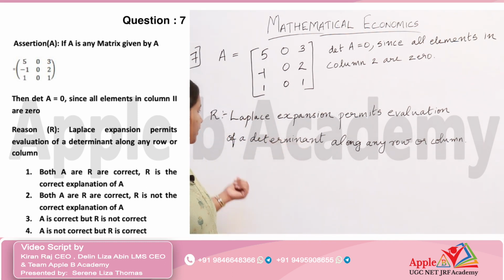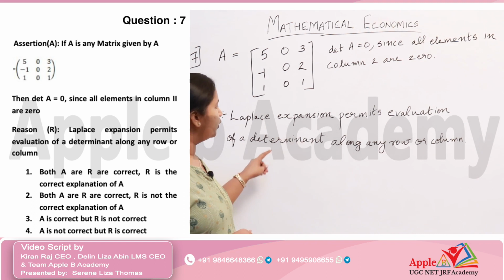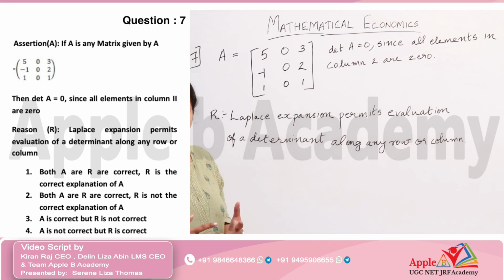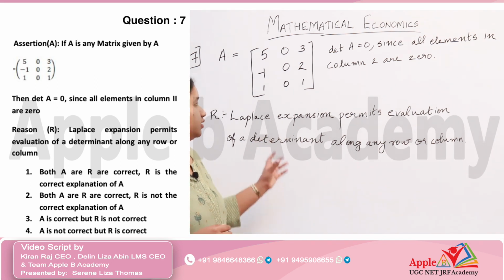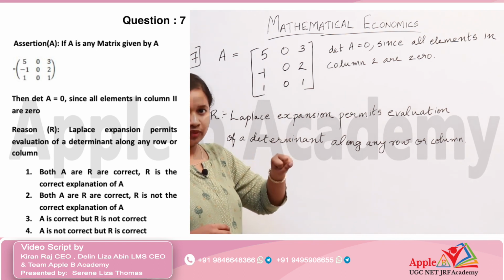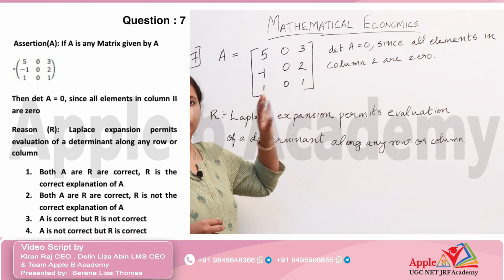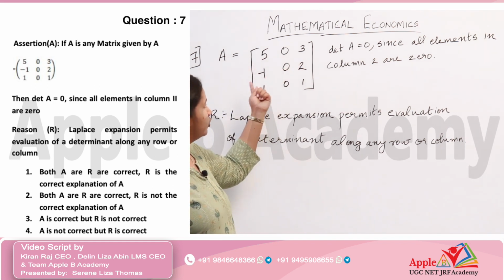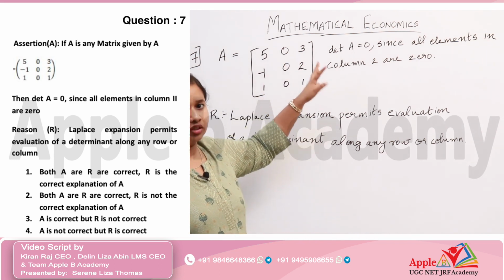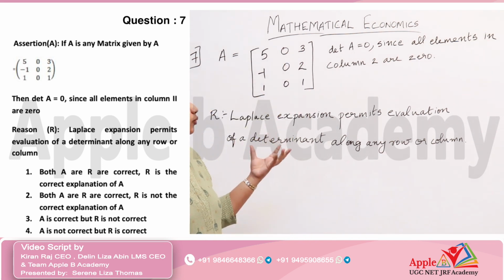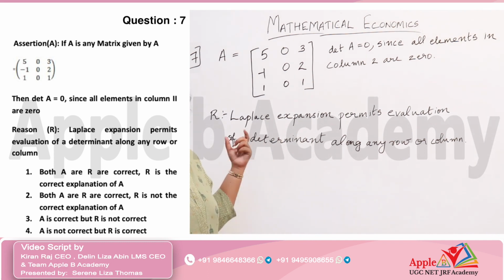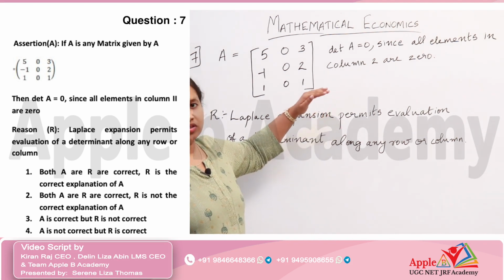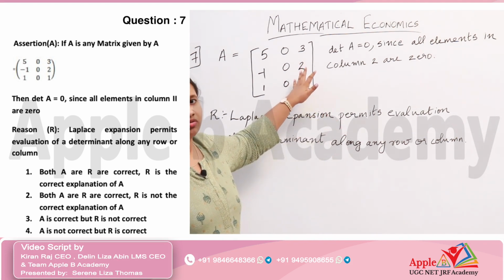And the second statement states Laplace expansion permits evaluation of a determinant along any row or column. That is also true. We can find the determinant of this particular 3 into 3 matrix using any row or column. So, you can use the first row, second row, third row, or first column, second column, third column. So, assertion is true, reason is also true, and reason is the correct explanation of assertion. So, the answer is assertion and reason are true, and reason is the correct explanation of A.